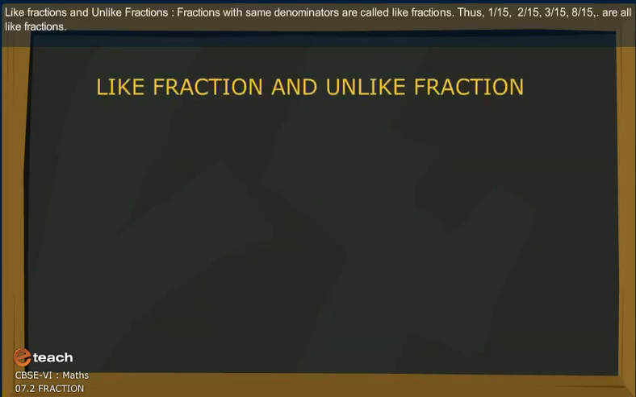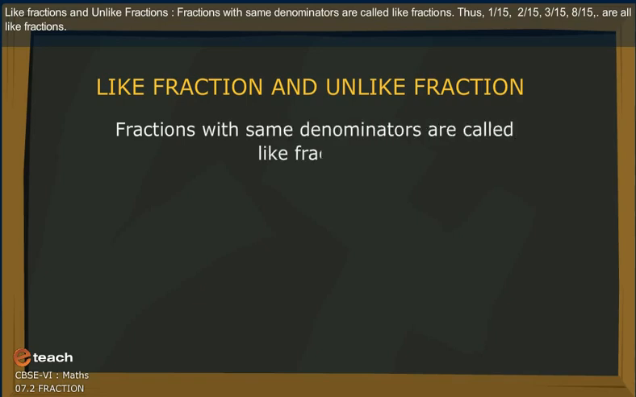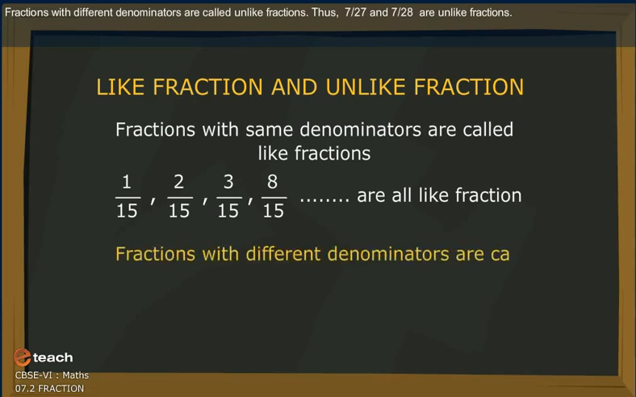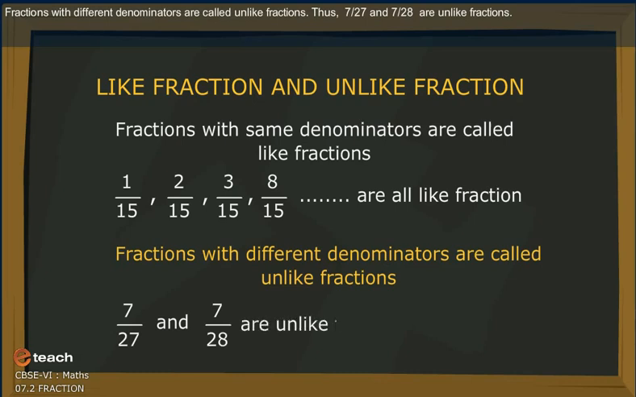Like fractions and unlike fractions. Fractions with same denominators are called like fractions. Thus, 1 by 15, 2 by 15, 3 by 15, 8 by 15, and so on are all like fractions. Fractions with different denominators are called unlike fractions. Thus, 7 by 27 and 7 by 28 are unlike fractions.